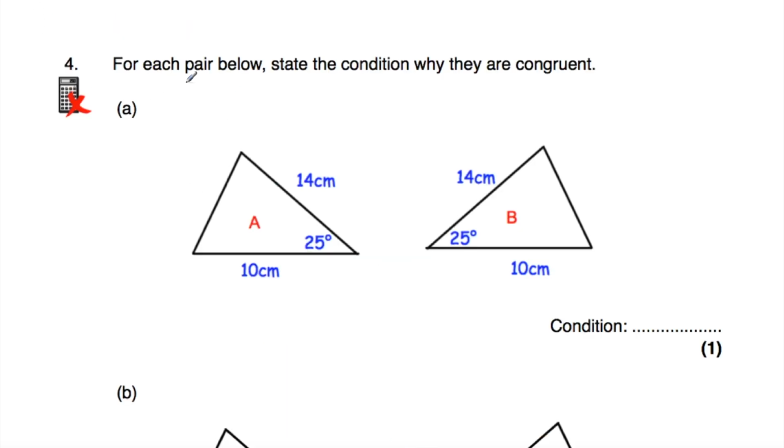Okay, so question number four, we've been asked for each pair, state the condition why they're congruent. So we've been asked to explain why these two triangles are congruent to each other. Well, we've got triangle A and triangle B. We've got a side, and we've got an angle, and we've got a side. We've got a side, an angle, and a side. So the condition will be side, angle, side.